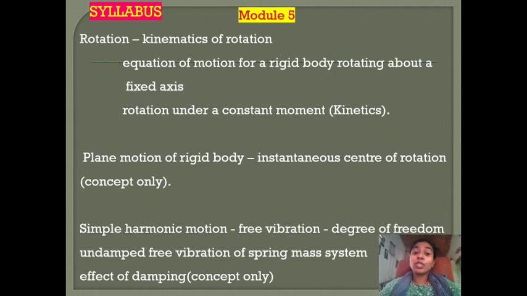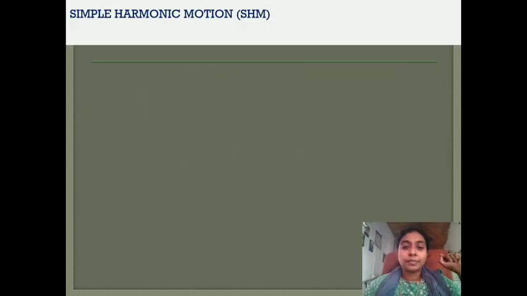Then we saw what is a plane body motion, a combination of both linear translation and rotational motion. And after that we saw what is instantaneous center of rotation. Now we are going to see what is simple harmonic motion.